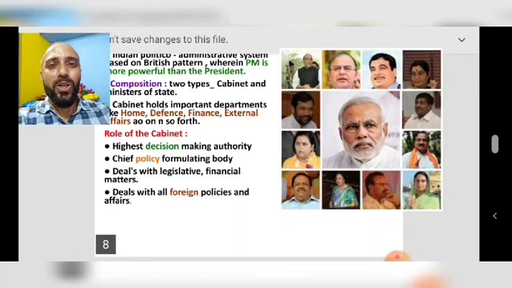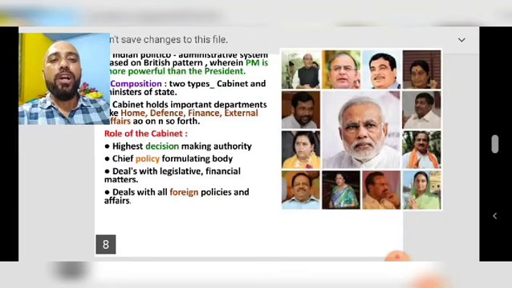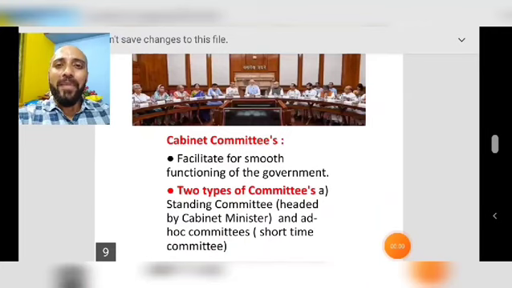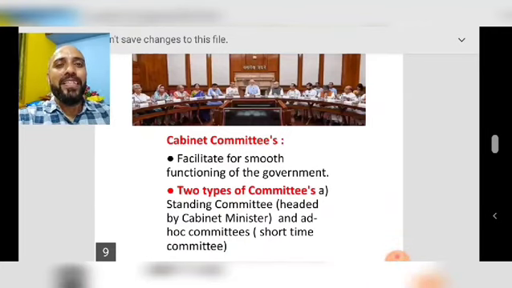So here is the role of Cabinet. 1. Cabinet is the highest decision-making authority. Second, it is a chief policy formulating body. It deals with legislative financial matters of the country and also deals with the foreign policies and affairs. Like Prime Minister, Council of Ministers plays very vital role in the government of India. At the same time, there is an assistant body for Council of Ministers and the Prime Minister under which it functions smoothly.